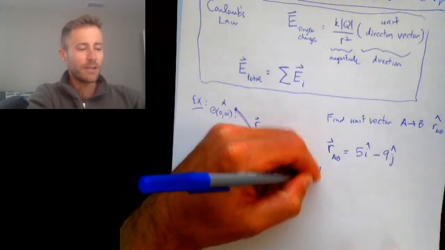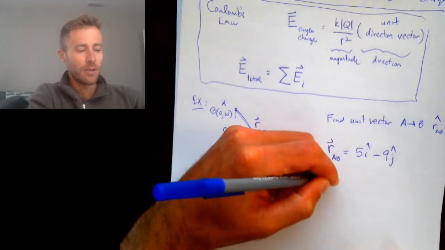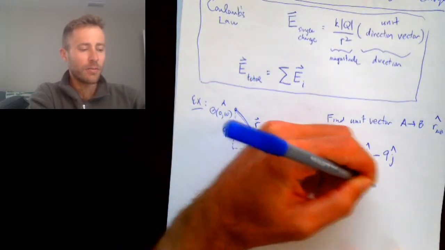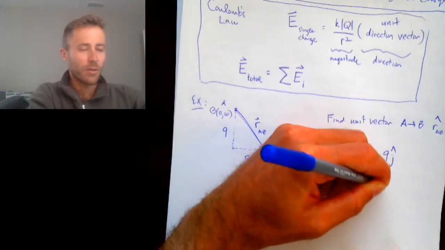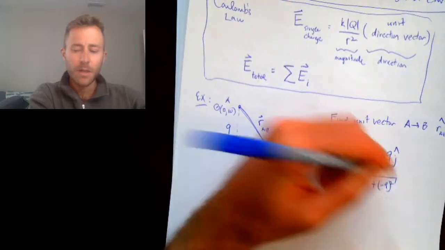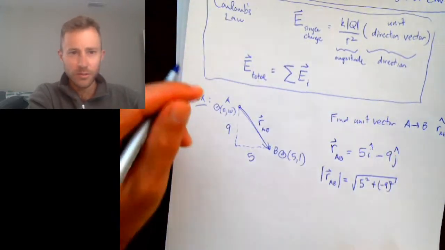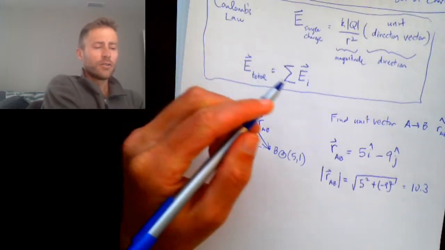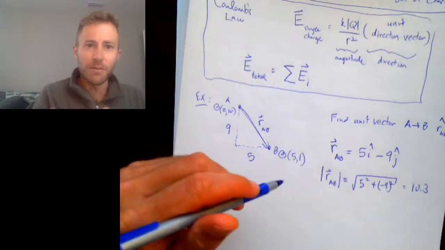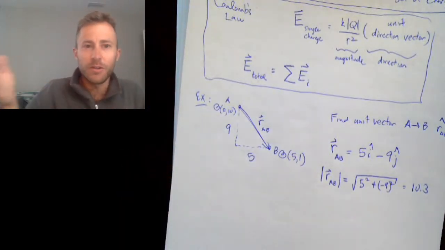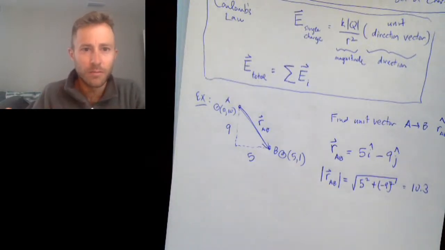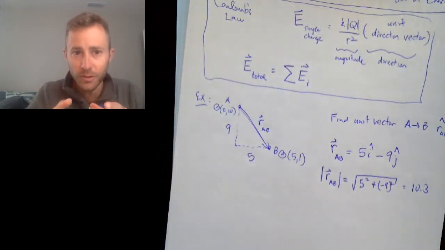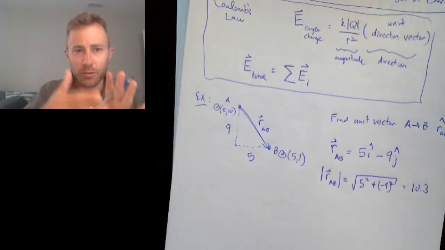So the magnitude of the vector from A to B is going to be the square root of 5 squared plus (-9) squared, which, I'm doing the same example as the last class period, is equal to 10.3. Now, what happens if we take a vector and divide it by its magnitude? If a vector has length 5 and we divide it by 5, now it has a length of 1. So by dividing a vector by its magnitude, we make it a unit vector. We preserve its direction, but shorten it so its length is now just 1.